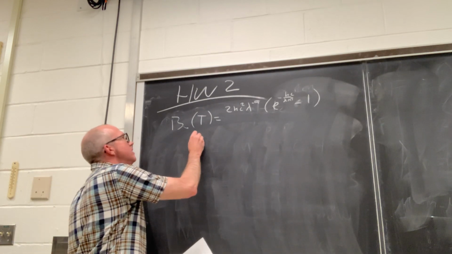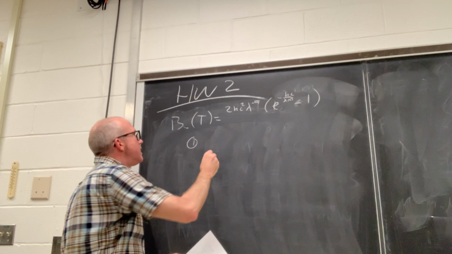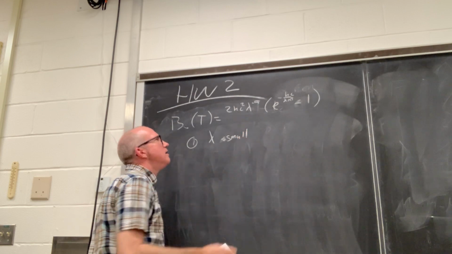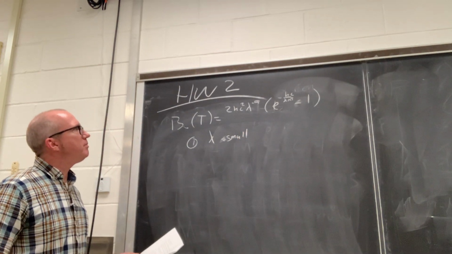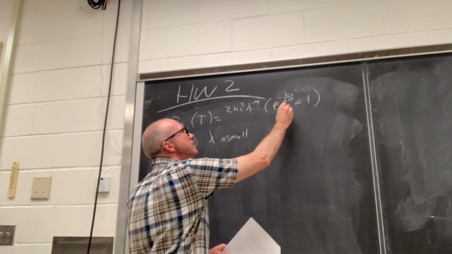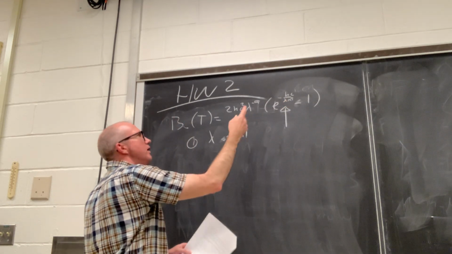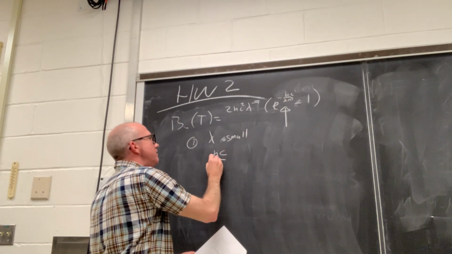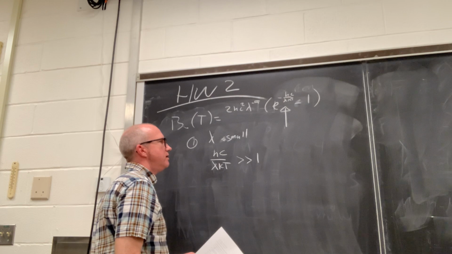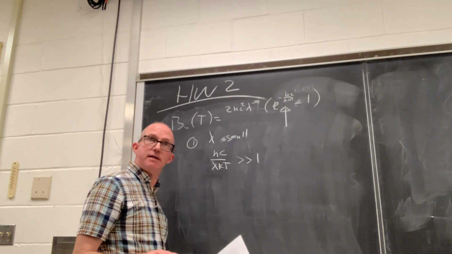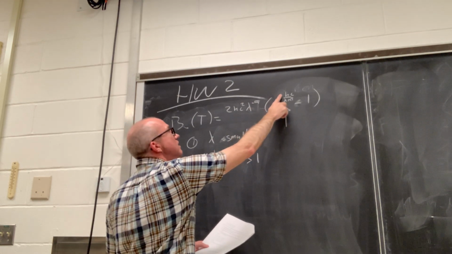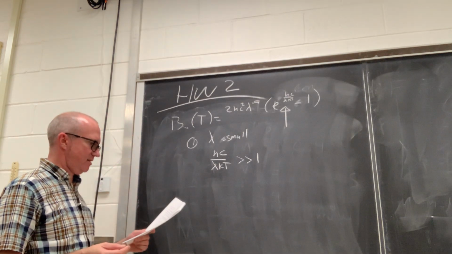Okay, so the first thing we do is look at lambda small. Lambda being small means lambda is small compared to the other dimensionless quantities it shows up with, and that's really this business up here in the exponent. So for lambda small, we need hc over lambda kT, in the denominator, to be much, much larger than 1. Does that make sense? So if this quantity is bigger than 1, raise all that to minus 1.